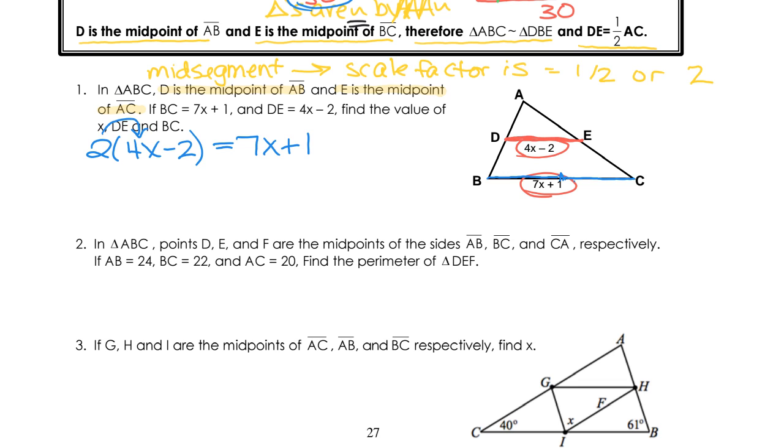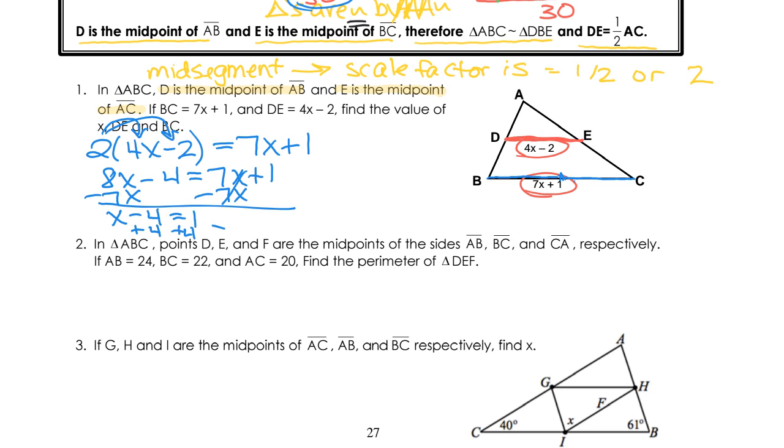All right, we're going to go ahead and distribute, and we end up with 8x minus 4 equals 7x plus 1. I'm going to go ahead and subtract 7x, and we end up with x minus 4 equals 1. Add 4, and x comes out to equal 5.